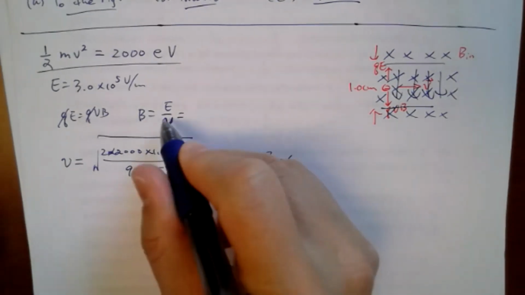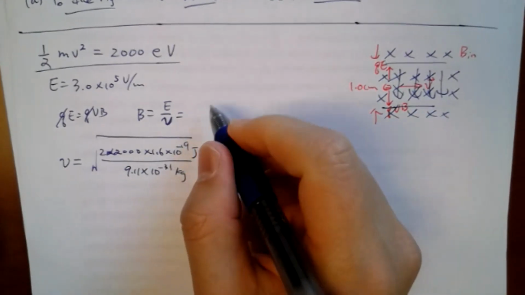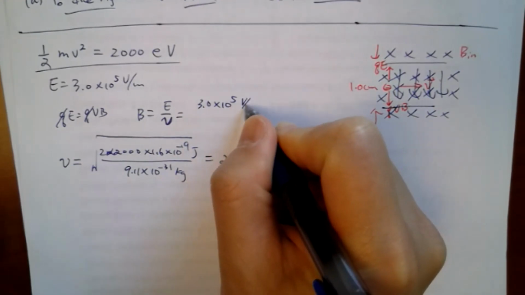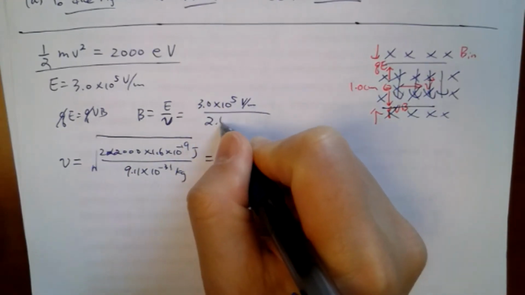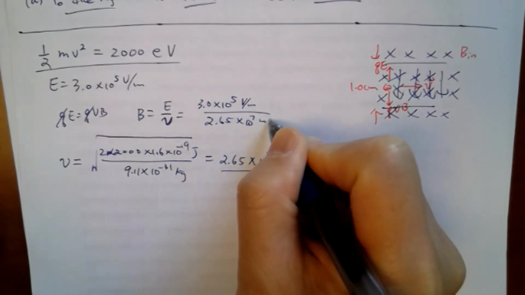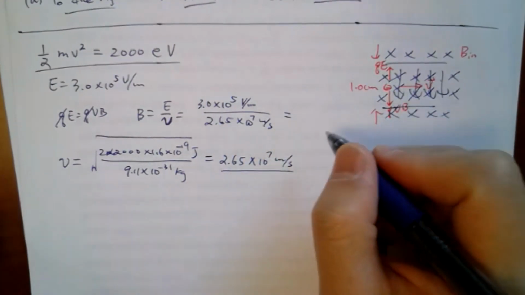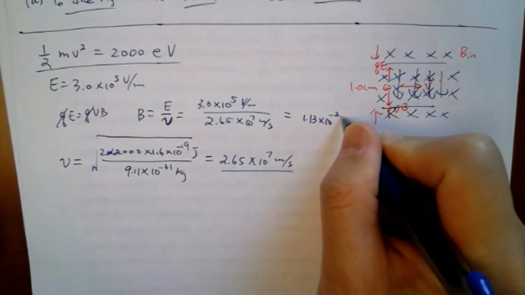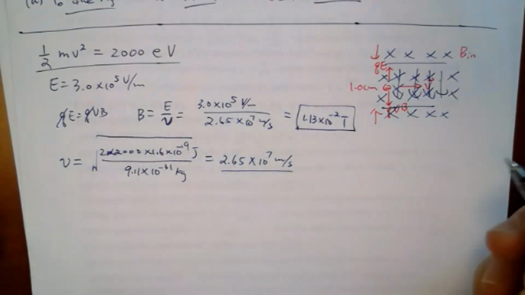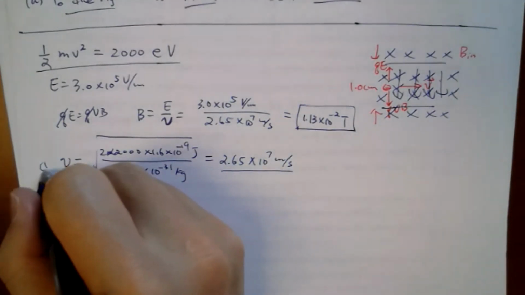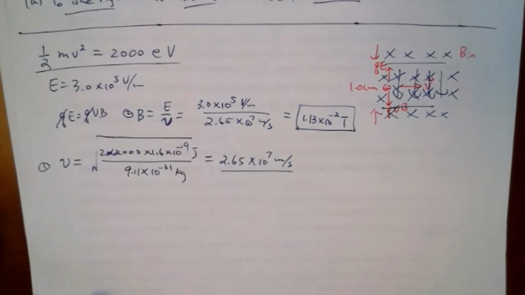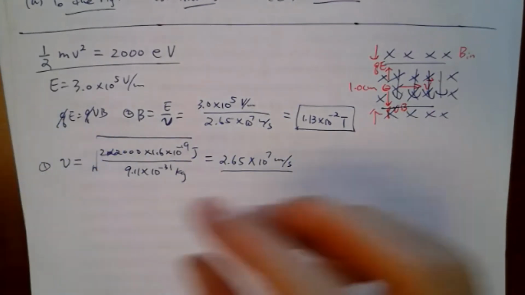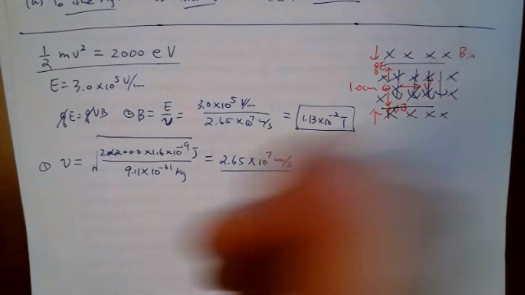Then you can find your B field. That will be 3.0 times 10 to the fifth volts per meter divided by 2.65 times 10 to the 7 meters per second. That tells you the B field is going to be 1.13 times 10 to the minus 2 Tesla. So that's your B field. Calculate this one first, then calculate that. The separation of the plates doesn't matter; we don't use it at all.